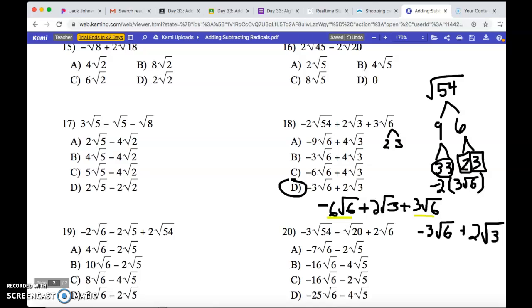All right. So hopefully this helps out. But reduce your radicals, combine things appropriately, and it should make a little bit more sense out of these.